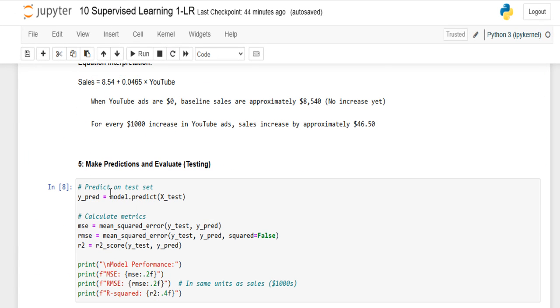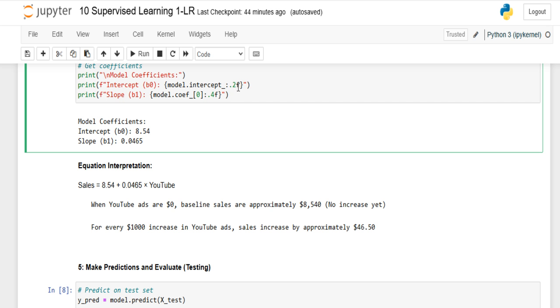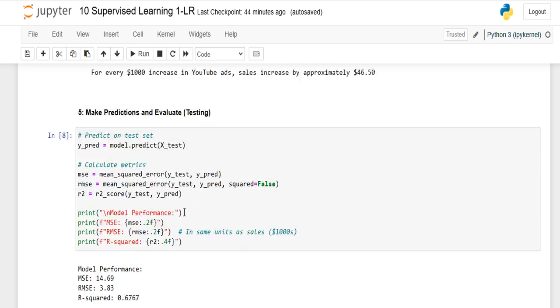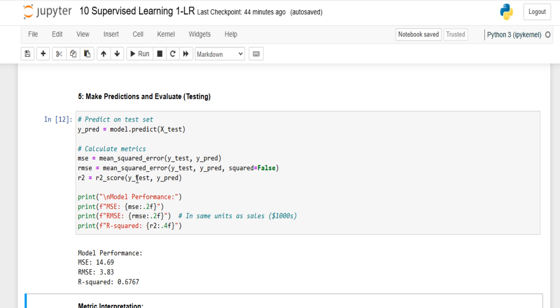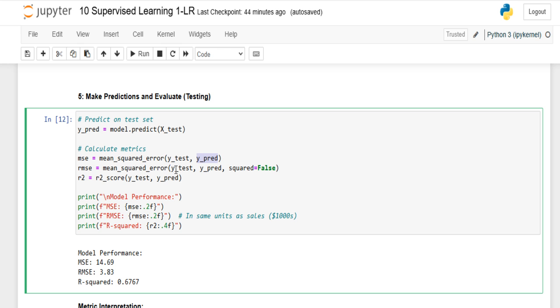And don't forget this one, just talking about the 2F and 4F, which means 2 decimal places and 4 decimal places. I've explained that before. So if you run this now to make a prediction, we have our calculation based on this. We want to see the metrics: MSE, RMSE, and R square. Our usual y_test and y_pred are passed in, and similarly here. We run to see it in 2 decimal places, and this one in 4 decimal places, in the same unit as sales.